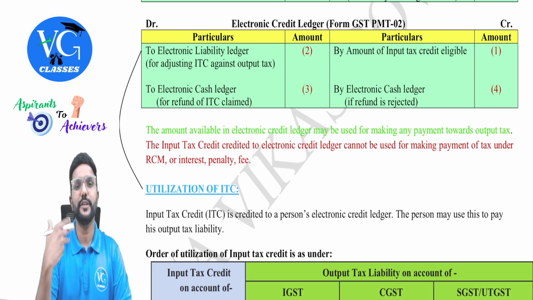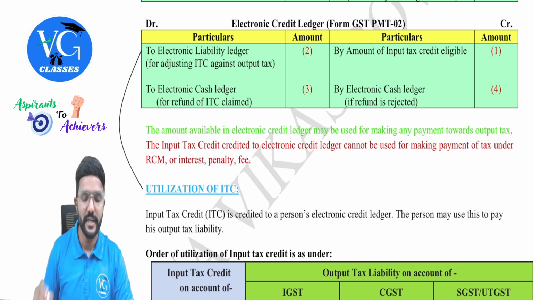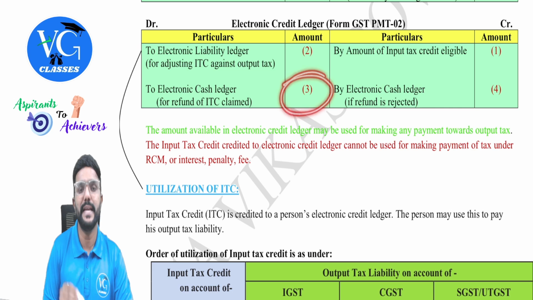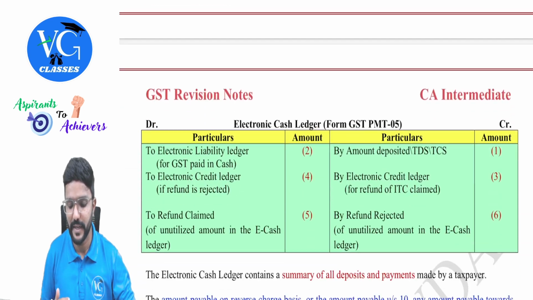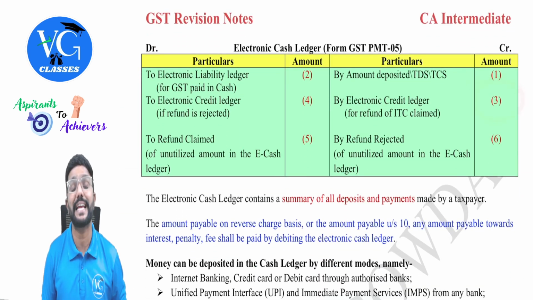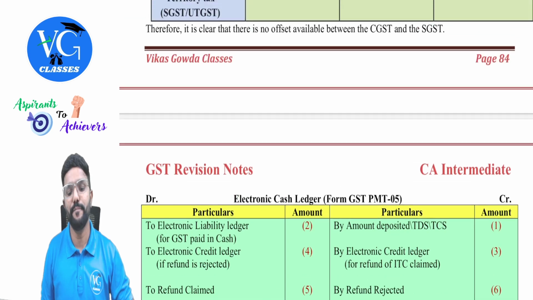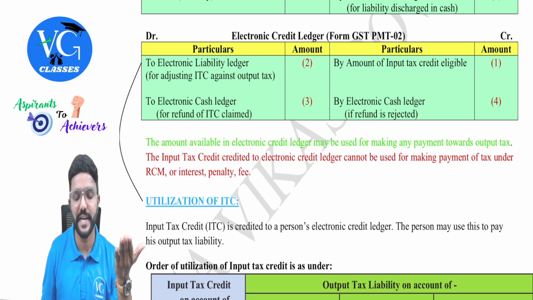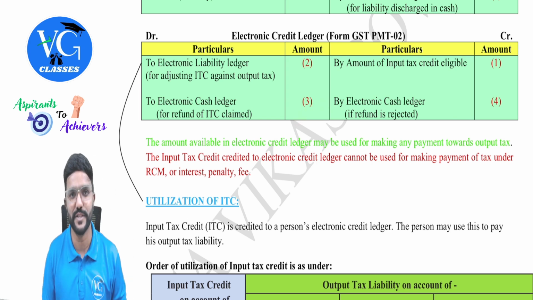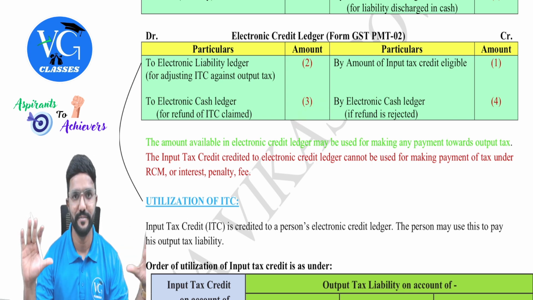So when I make an application for the refund of unutilized ITC, the amount will be automatically debited here, assuming it will be processed. And if the amount is processed, it will come and sit in the electronic cash ledger, not to my bank account directly, it will be credited here. If it is processed, well and good. If by chance it is rejected, then the amount would be credited back here. As soon as I make an application for refund of unutilized ITC, it would be debited here, assuming it will be processed. And if it is processed, no more entry.